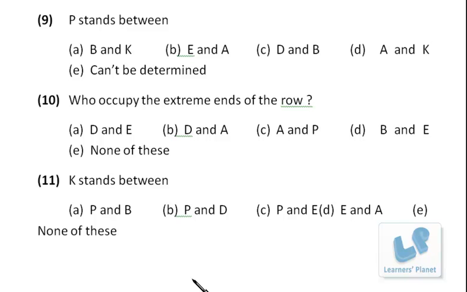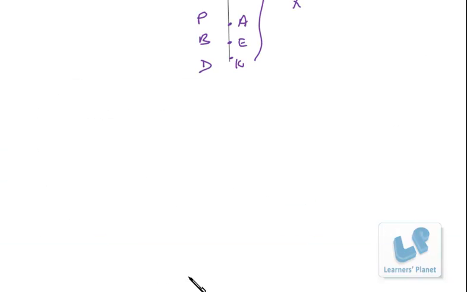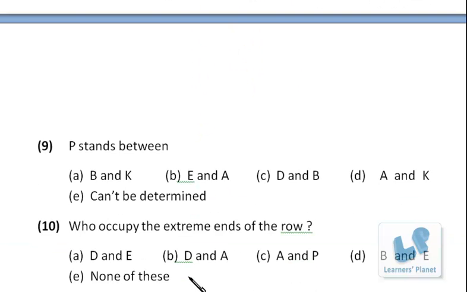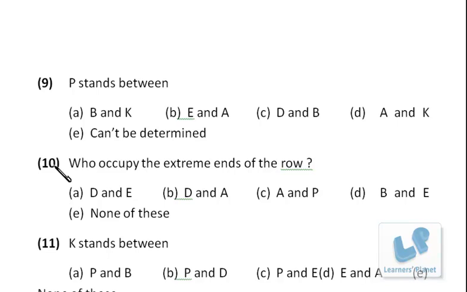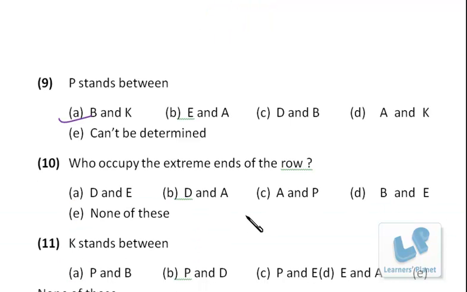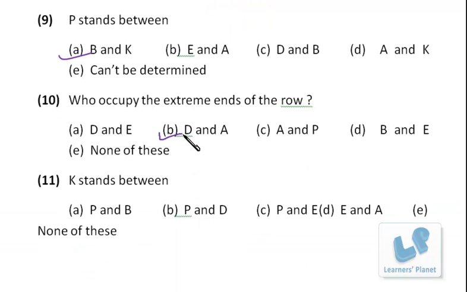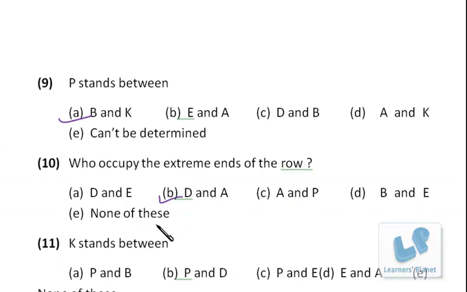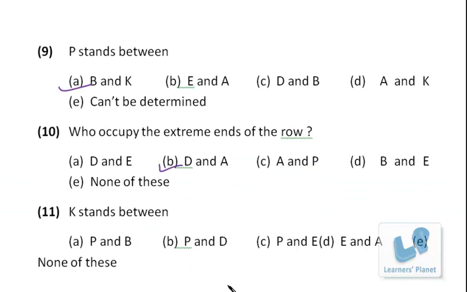Now the first question is P stands between. Now P stands between K and B, right? So P stands between K and B. Okay. Now who occupy the extreme ends of the row? So it's A and D. So A and D. K stands between. So K stands between E and P. So it's E and P, right?